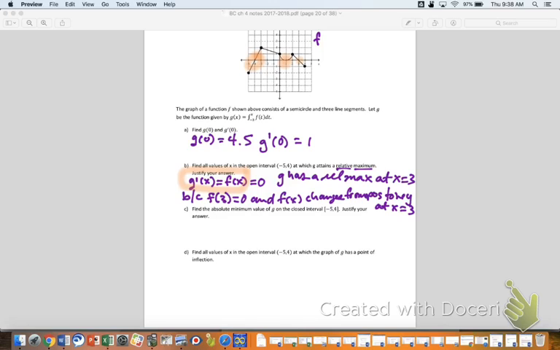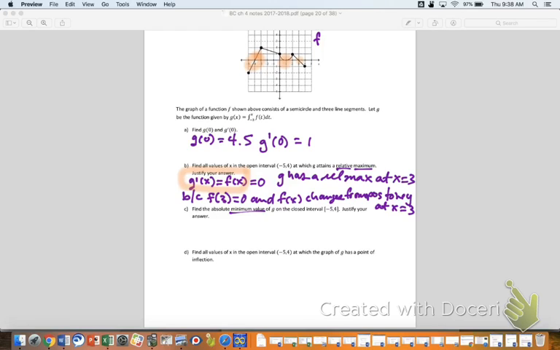Good? Okay, well, then let's move on. C is a little bit different, although it does have some similar features. It says find the absolute minimum. So B asked for a maximum, a relative maximum. C asked for a minimum. But what's the key word as far as determining how we approach this?